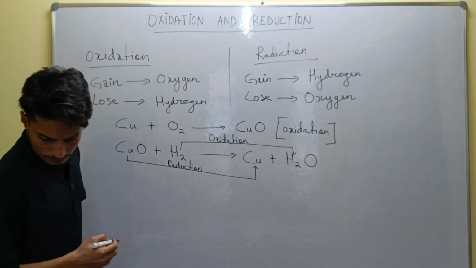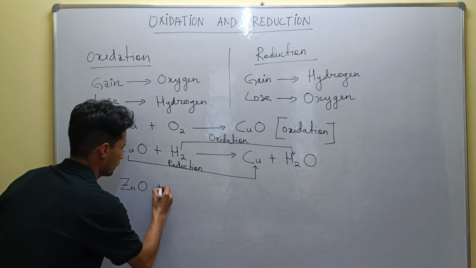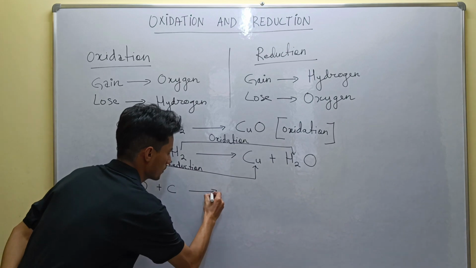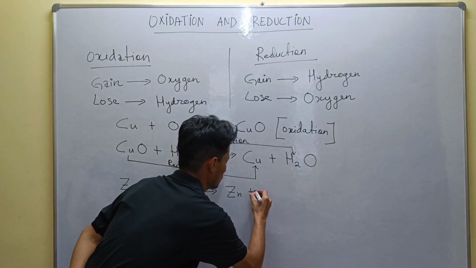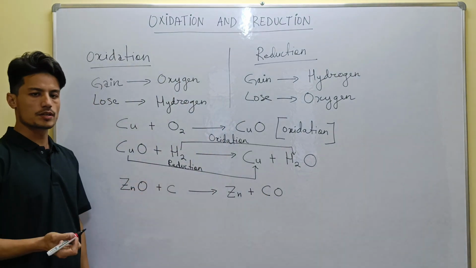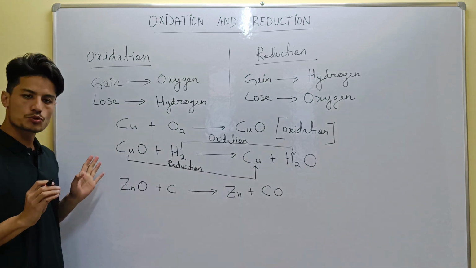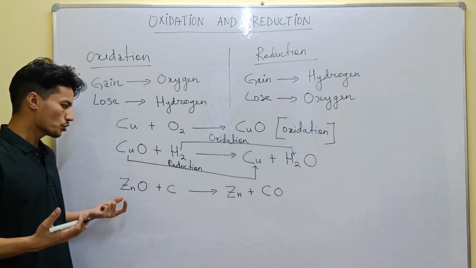So zinc oxide now. Zinc oxide plus copper gives zinc plus CO. Now, I am sure you can do this. You can pause the video and you can try this. So the first thing that the student struggles with is how to draw the line. So I'll teach you how to draw the line.